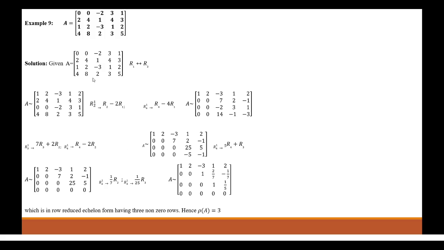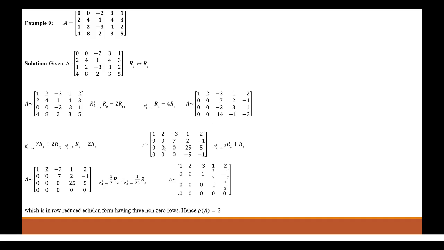Here also we have to make the first pivot element unity. For that, interchange R1 and R3. Then we get this equivalent matrix. Then operate the elementary row operations R2' = R2 - 2R1 and R4' = R4 - 4R1. We get this equivalent matrix. For this matrix, again operate this operation.